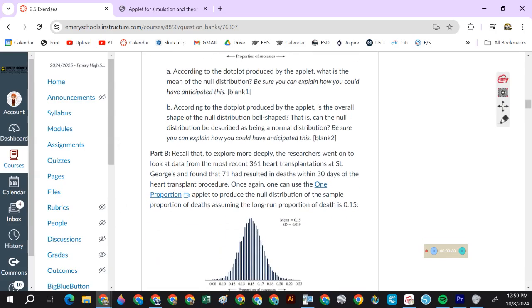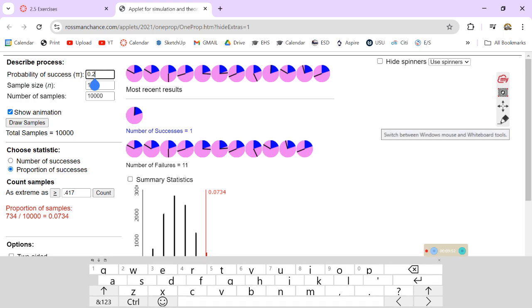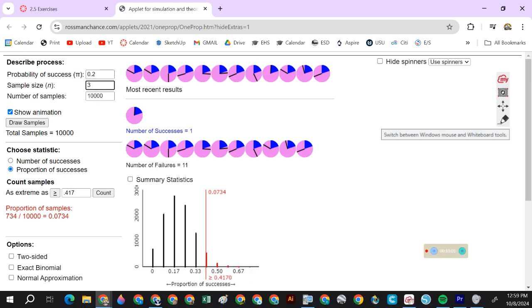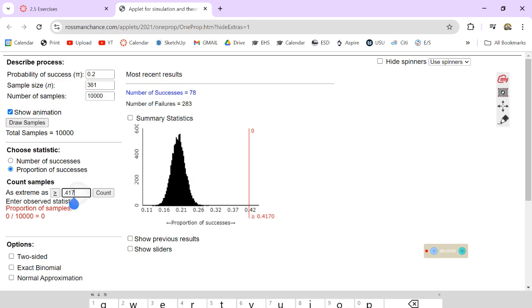Okay, so 361, 71 is what we're going to use. So 71 divided by 361 gives me 0.19. So I need to change this to 361. Draw the samples. Is that a normal curve? Yeah, that looks a lot better.